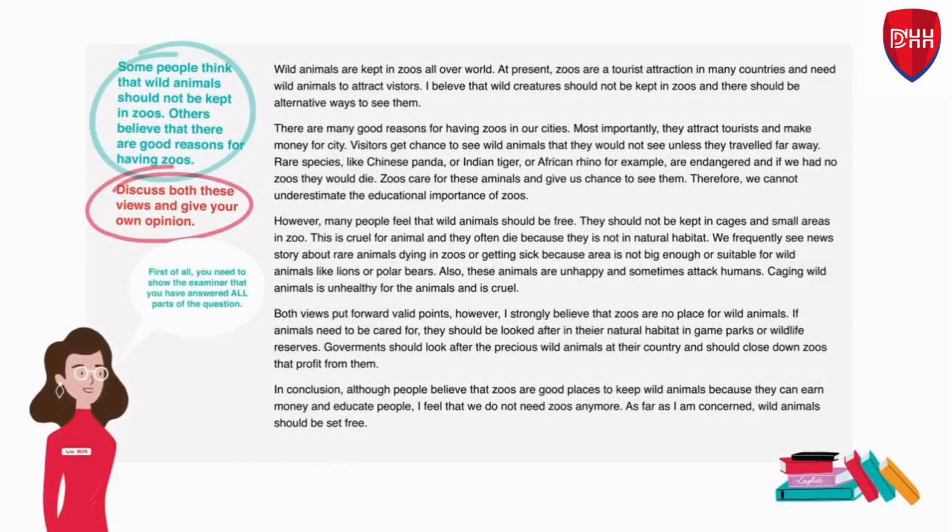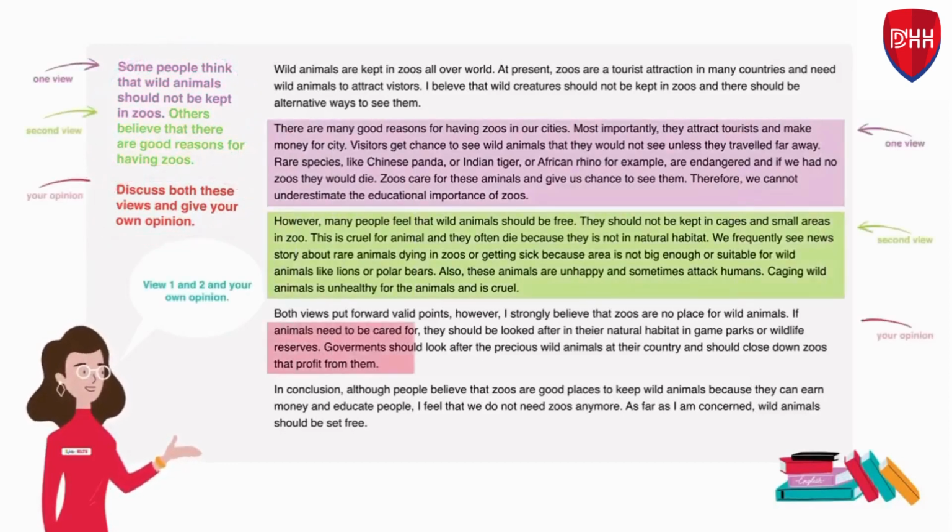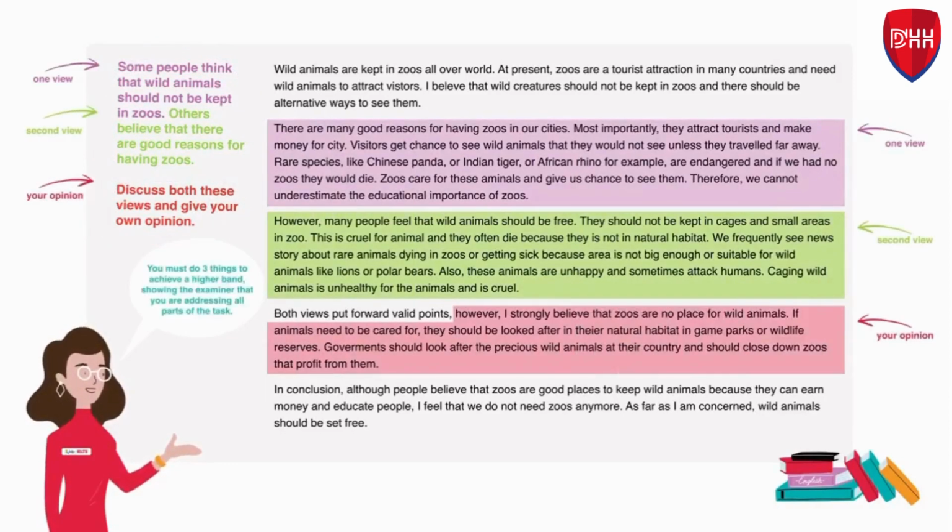First of all, you need to show the examiner that you have answered all parts of the question. How many parts are in this question? Yes, that's right, 3. View 1 and 2 and your own opinion. You must do 3 things to achieve a higher band, showing the examiner that you are addressing all parts of the task. Present one view, and then the other view, and then present your opinion.